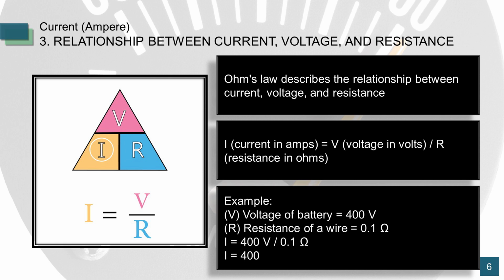For example, if you know the voltage of a battery electric vehicle battery, for example 400 volts, and the resistance of a wire, for example 0.1 ohms, you can use Ohm's law to determine the expected current flowing through that wire. I equals 400 volts divided by 0.1 ohm, which equals 4000 amps.